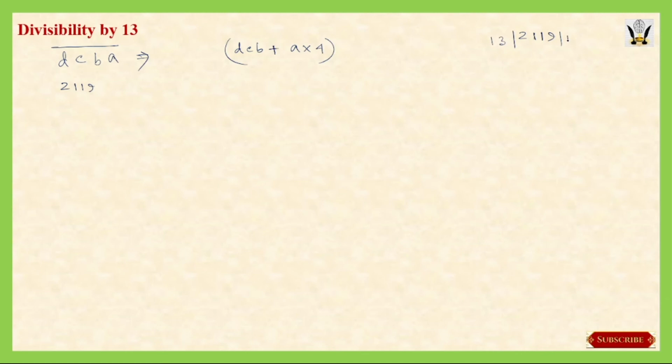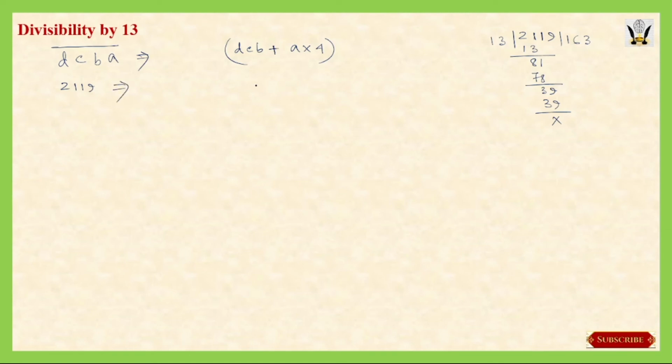Then 13 ones are 13, so here it will be 8, 1. 13 6s are 78, here it will be 3 and then 9. 13 3s are 39. That means 2119 is divisible by 13. Now let's check the condition the way we have learned.